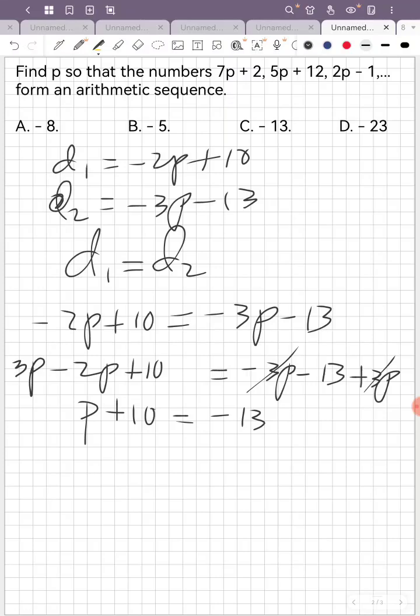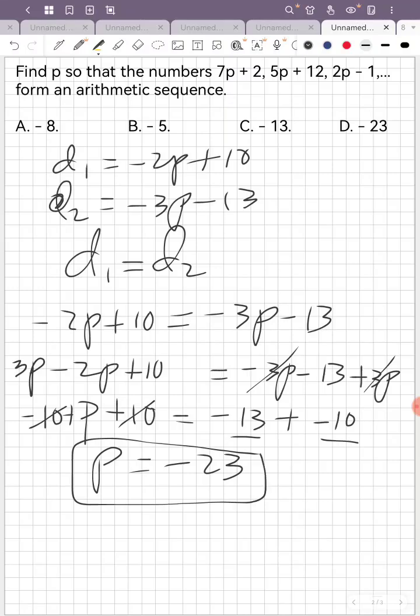0p, or 0. Then, in order to solve for the value of p, we will now add negative 10 to both sides to eliminate the positive 10, because negative 10 is the additive inverse of positive 10. Since we added negative 10 on the left side, we will also add negative 10 on the right side. So 10 minus 10 is 0. So p is equal to negative 13 plus negative 10, which is negative 23. That is the correct answer. So the correct answer would be letter D.